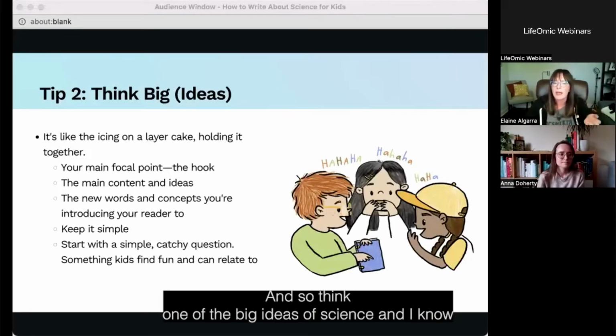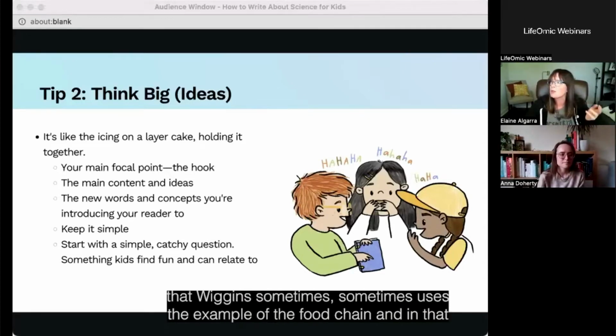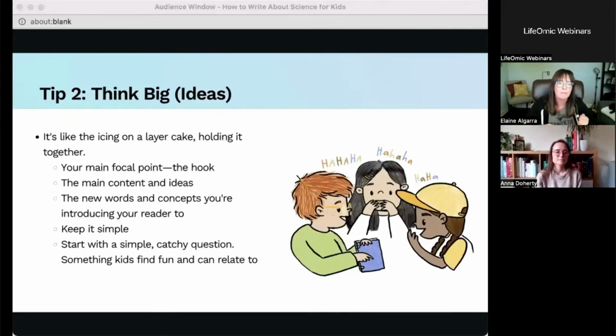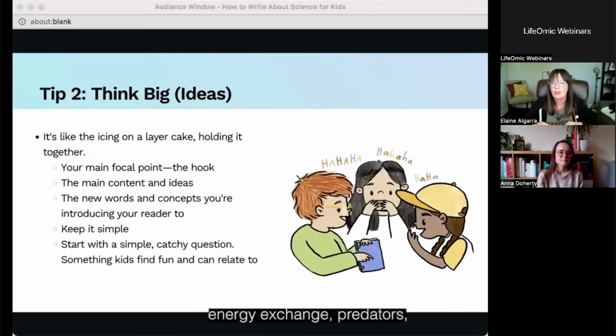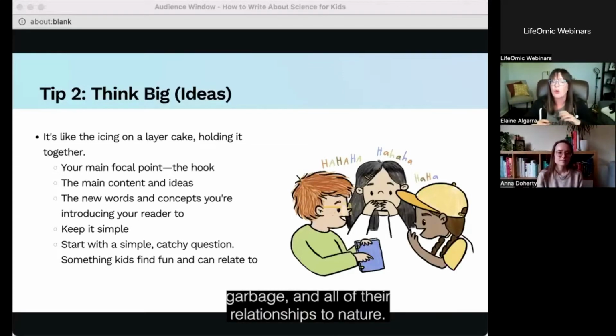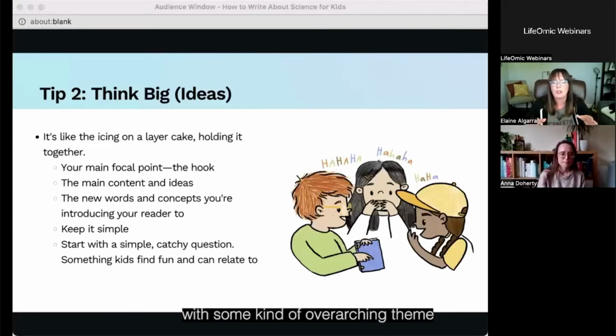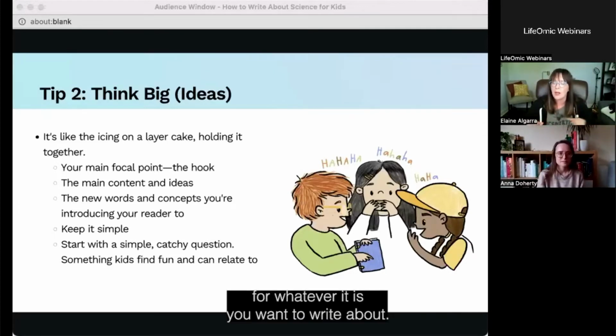So think, what are the big ideas of science? I know that Wiggins sometimes uses the example of the food chain. In there, he's listed things like living things, non-living things, animal, plant matter, energy exchange, predators, garbage, and all their relationship to nature. That could be the catalyst to help you with some overarching theme for whatever it is you want to write about.